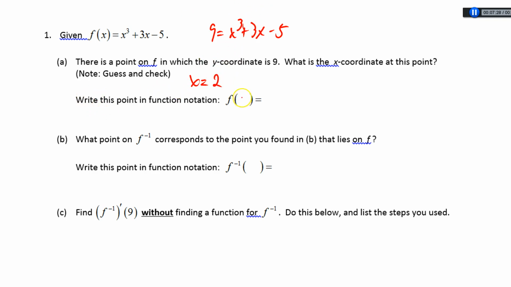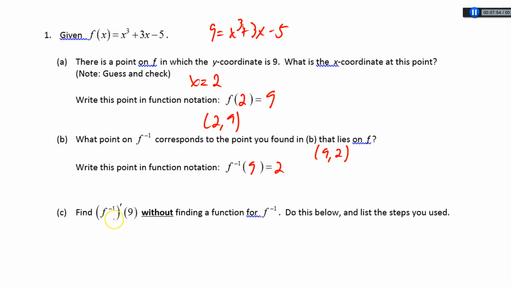So write the point in function notation. So f of 2 is 9. I'm going to write that as 2, 9 as an ordered pair as well. So I want to know what point on f inverse corresponds to the point that we found. That means that 9, 2 is the buddy point for that one. So in function notation, f inverse of 9 is 2. So you plug 2 into the function, it scrambles it up, makes it 9. Then 9 is cleaned up again by the inverse function to make it 2.